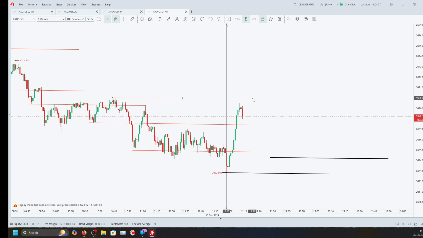You can see right now it's structure here that's holding price and pushing price down again. But from here I'd be wary of going short now, because price has started to show signs that it wants to go up.